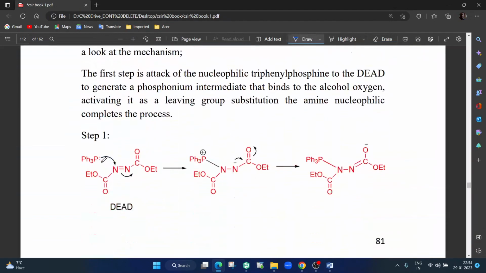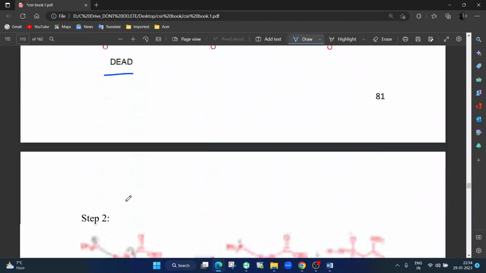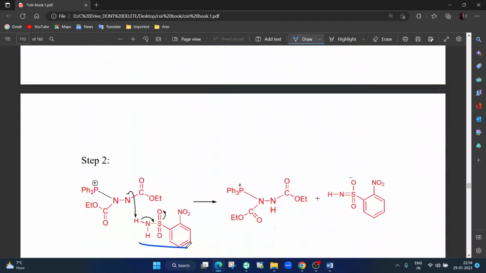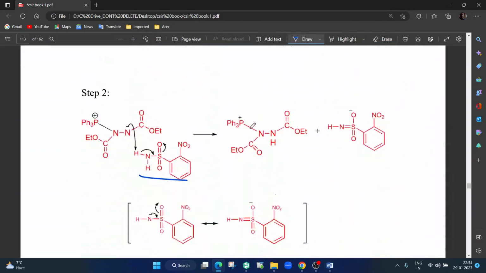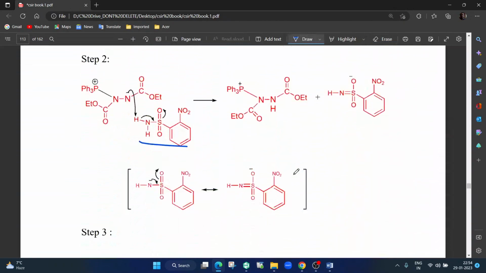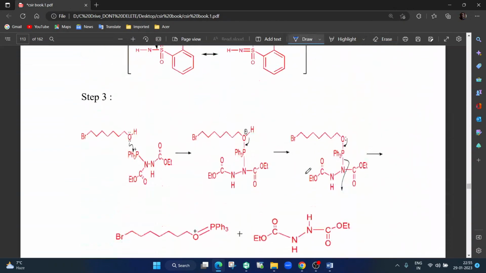Now the first step is triphenylphosphine attacking DEAD, diethyl azodicarboxylate. So this is an ester, this goes in here, and this negative charge is delocalized, and this negative charge will take away a proton from the acidic source. And then, you see here, this is the +4 oxidation state, and then this alcohol goes and attacks this phosphorus.